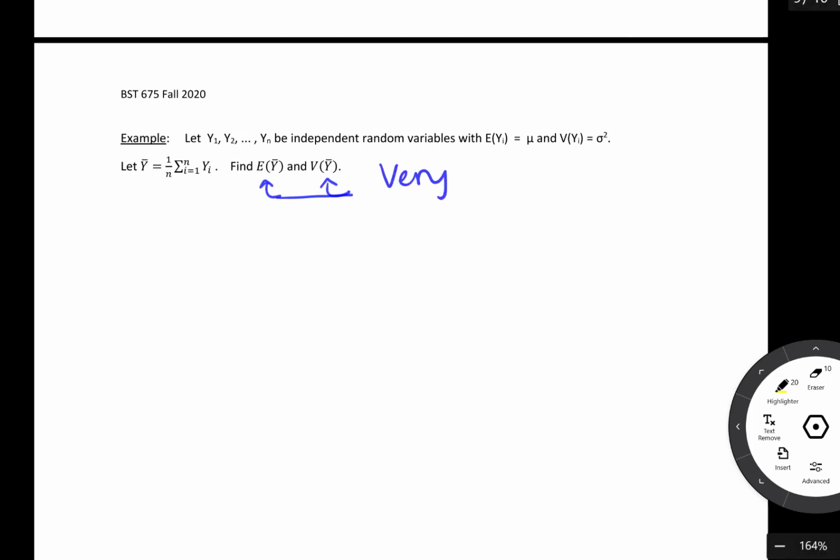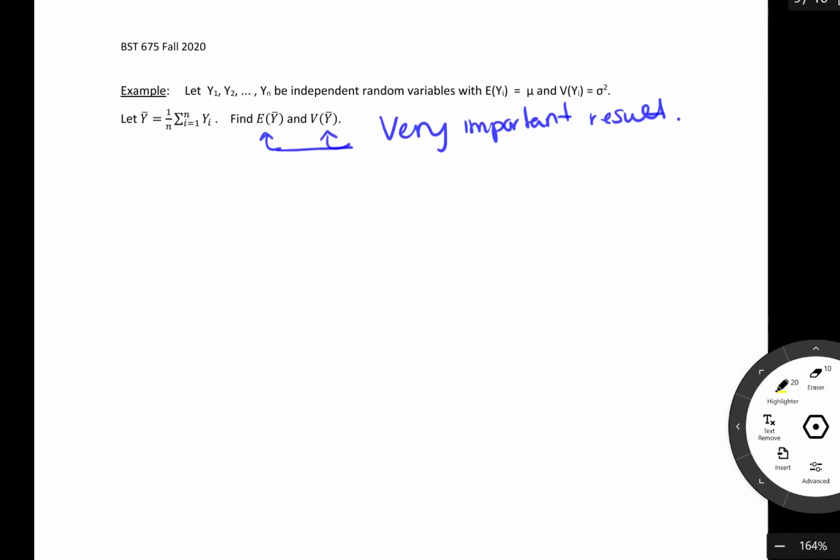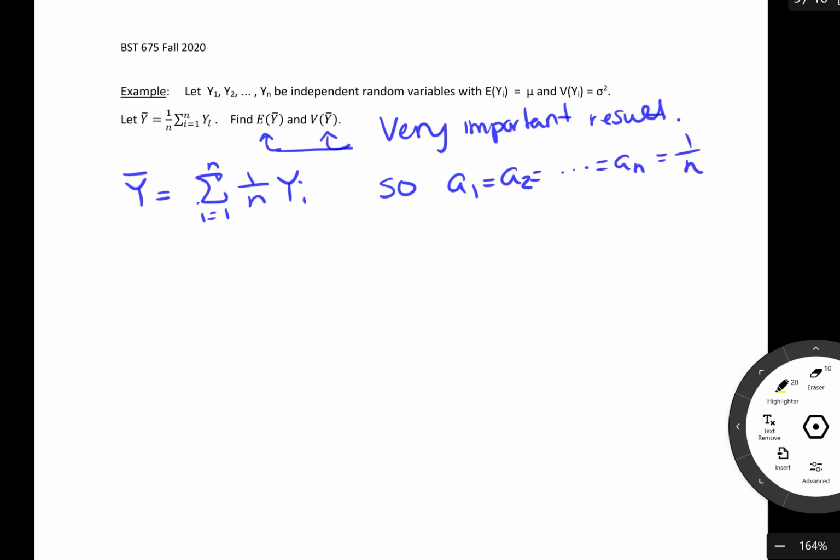This is a very important result, and we're going to refer to this result later on in the course. So let's find the expected value of y bar and the variance of y bar. First, note that y bar is equal to the sum from i equals 1 to n of 1 over n times yi. The only thing I've done is pull that 1 over n into the summation. In other words, notice this is a linear combination of random variables, and in this case a1 equals a2 all the way to an, and that's equal to 1 over n.